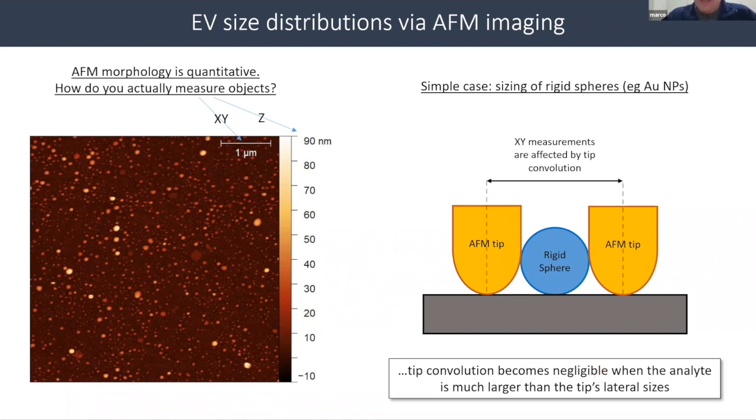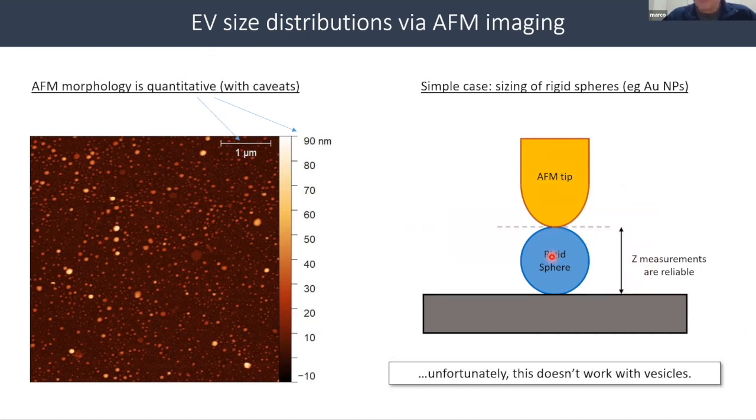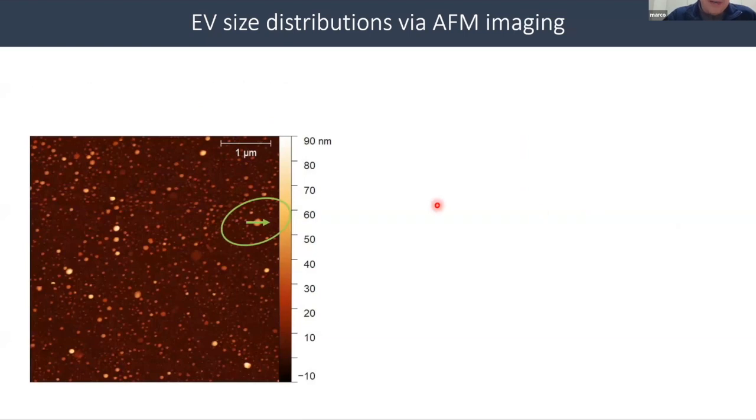There is a way around that which people measuring, for instance, metal nanoparticles usually employ, which is to use the vertical measurements. As you can see here, you get no convolution on the vertical measurements. And if you are sure that your sample is a rigid sphere, you can just say, okay, that's the diameter of my object, and I can measure it like this. Unfortunately, this doesn't work with vesicles. Why? Well, we have a hint here.